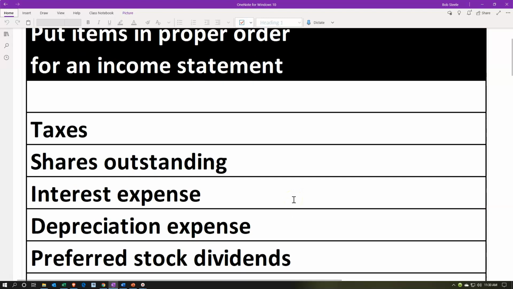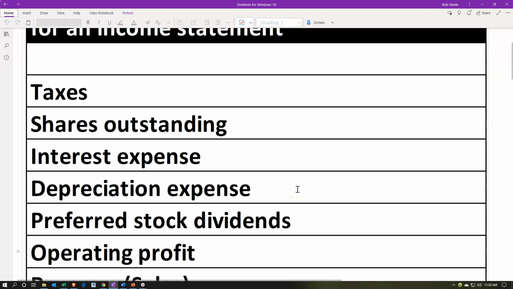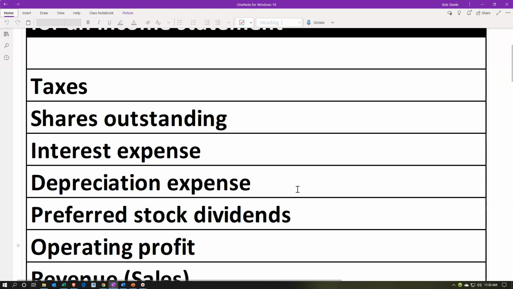What we're going to have is basically all of our income statement accounts, just a list of them. They're scrambled. We're going to put them in the order of a standard type of income statement, the goal here being that we start to get to understand what an income statement looks like.